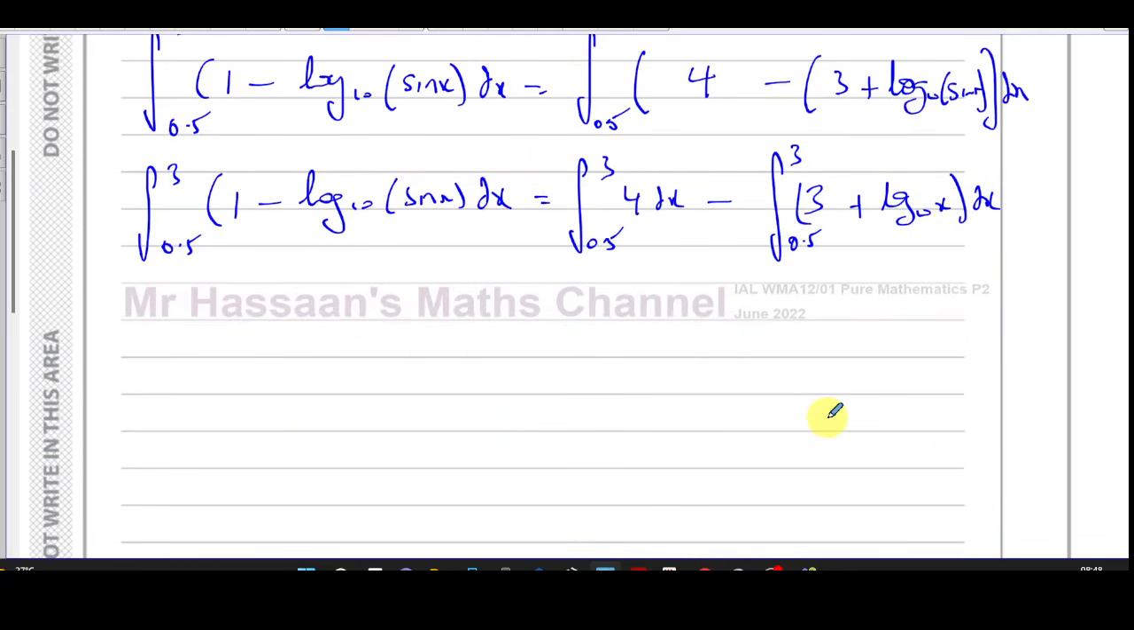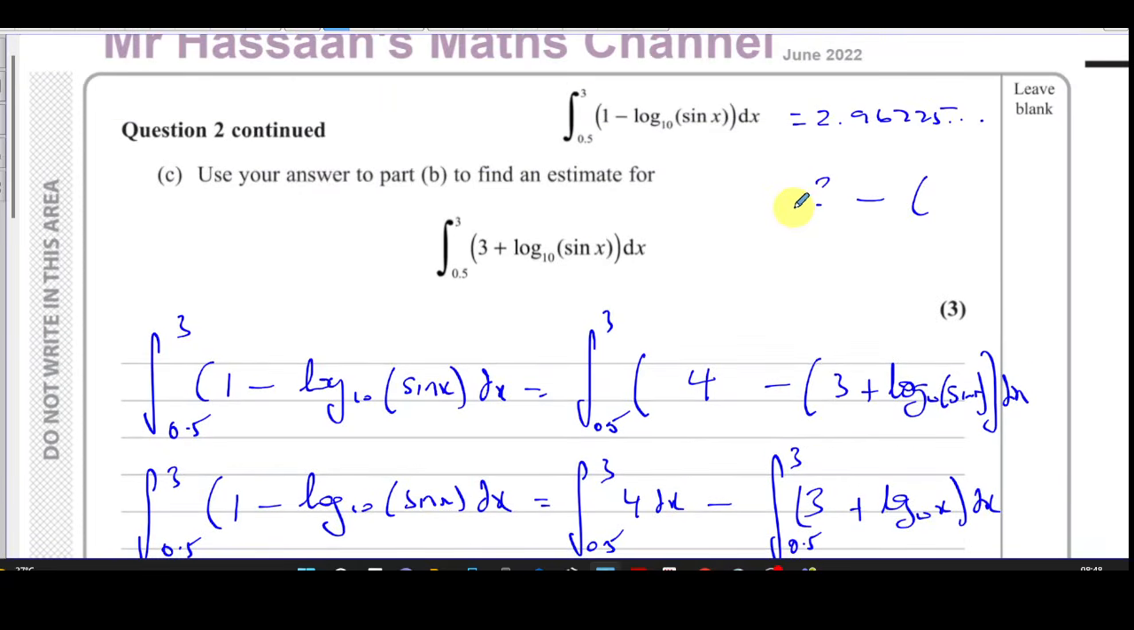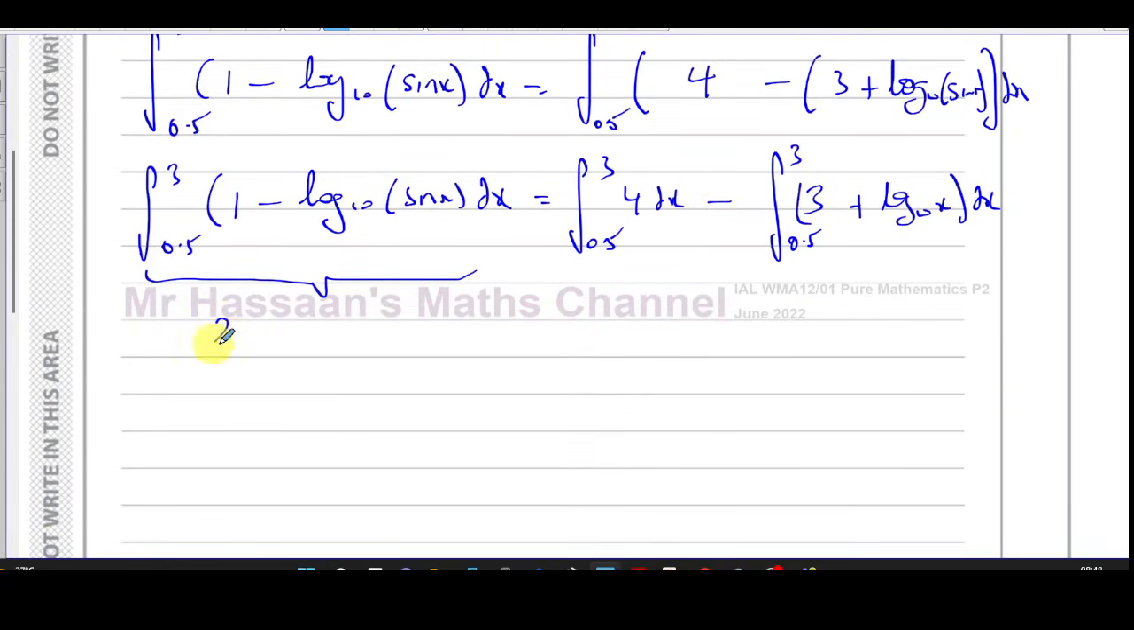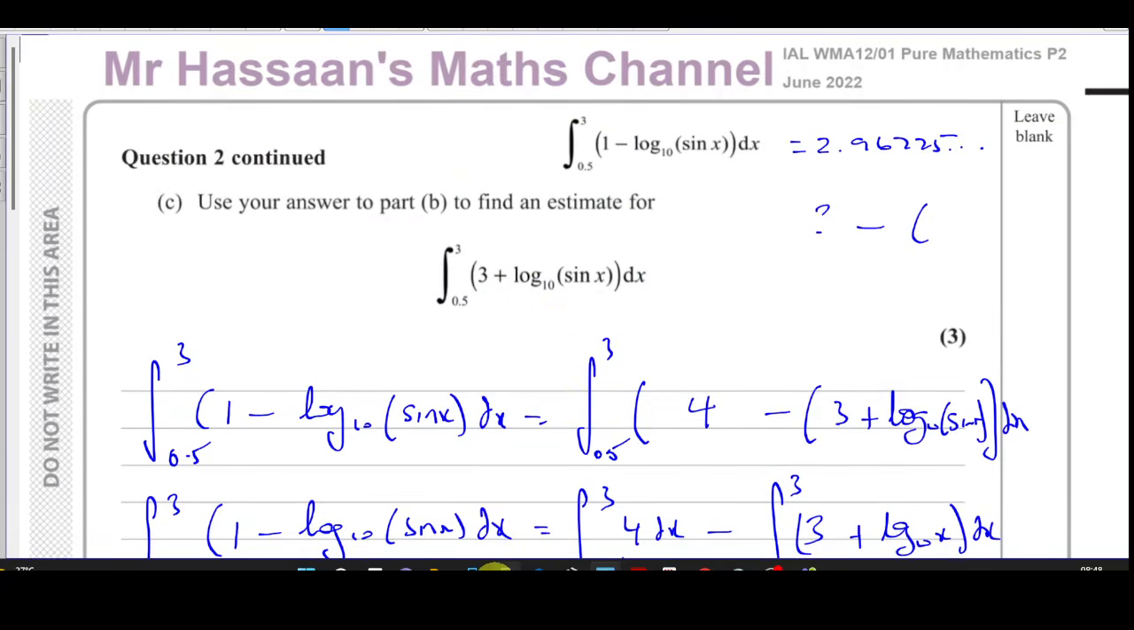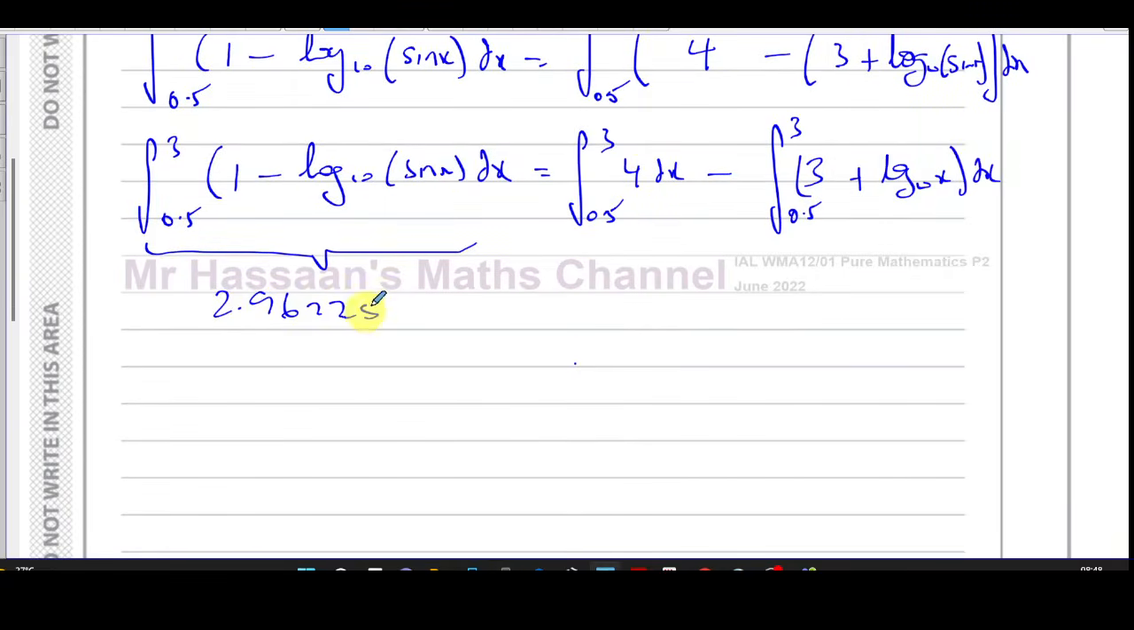Now, I can see that this is the same as what I've got written up here. So I can replace this with 2.96225 to be more precise. Was it 225? We've got it here actually. 2.96225, that's right. Okay, I can replace that with this, and that's equal to, well, I can integrate this, that's pretty simple. If you integrate 4, you get 4x. So 4x between 0.5 and 3, minus the integral of what I'm trying to find. I'm trying to find what this is equal to.